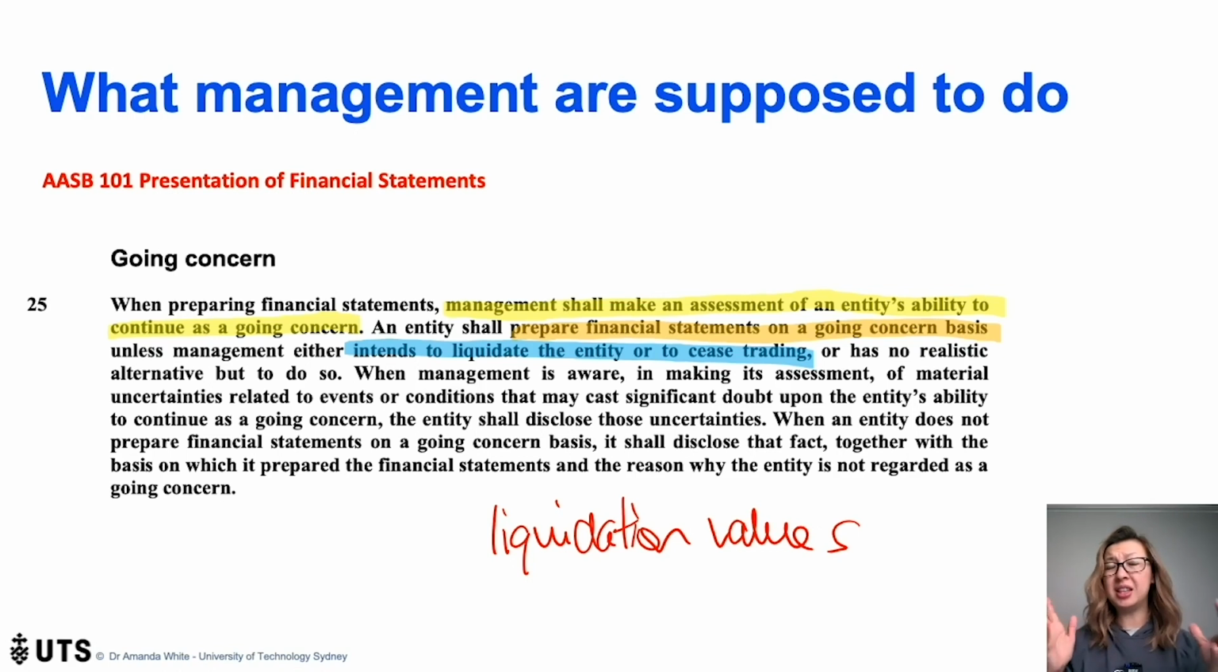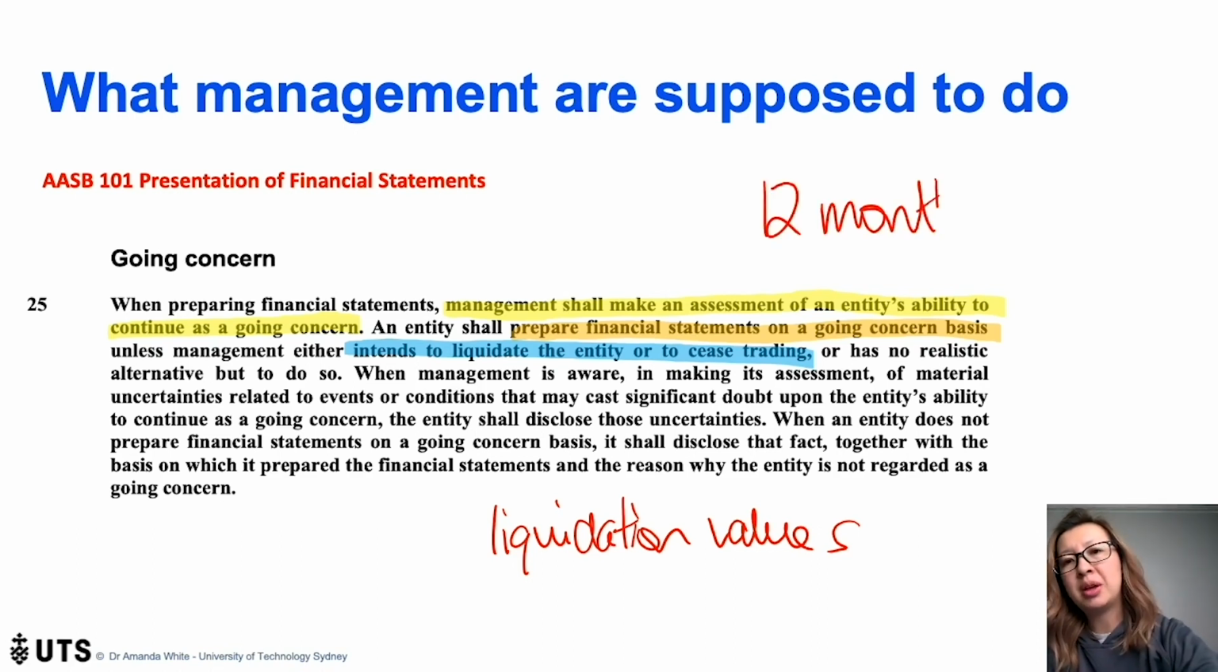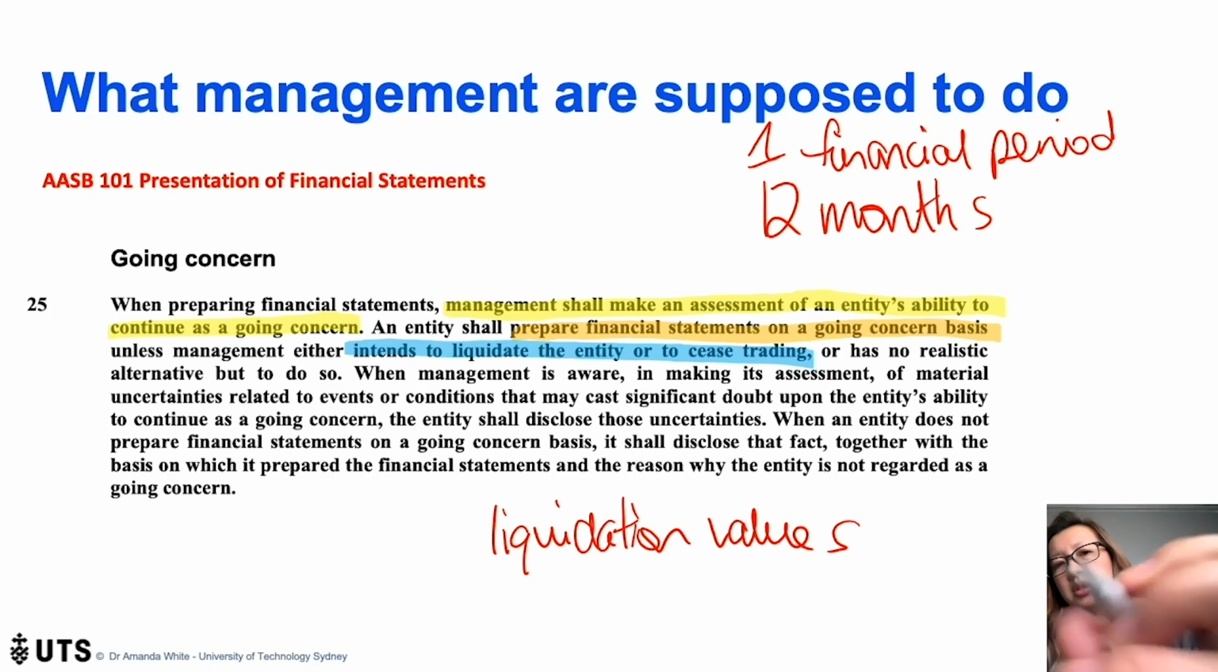Now, traditionally, the idea of going concern, if you look back to the traditional definitions, was to continue into the future, and the future was just forever. Now, of course, trying to look into a crystal ball is pretty difficult, but typically a going concern assessment is for one financial period, and one financial period is typically 12 months, all right? But it's one financial period. For us, that's typically 12 months.